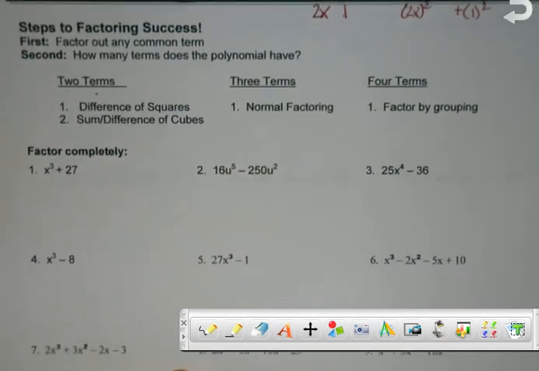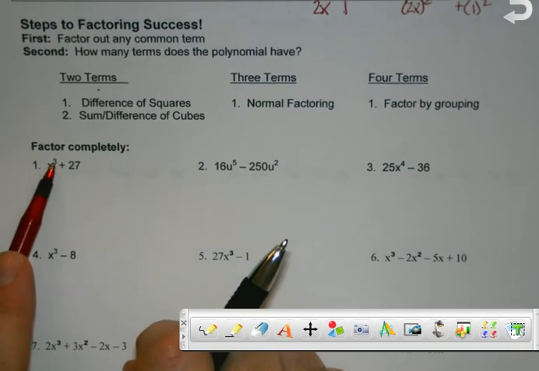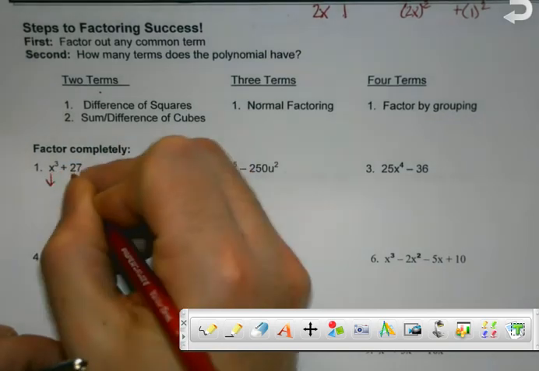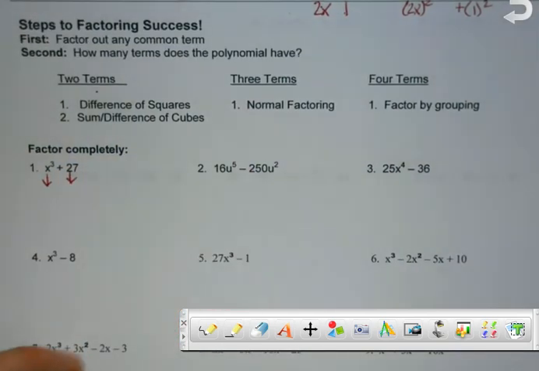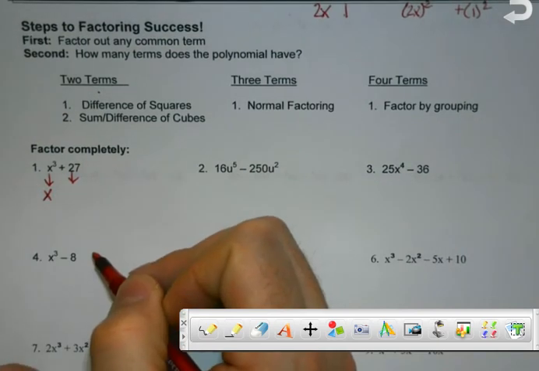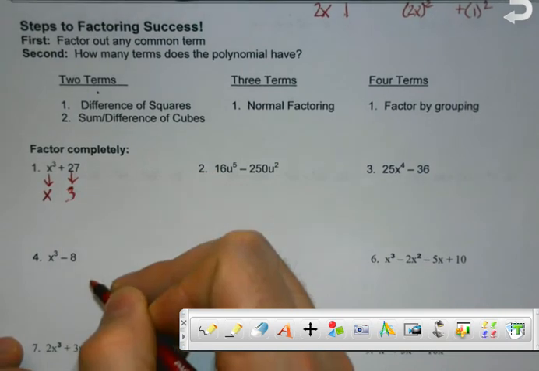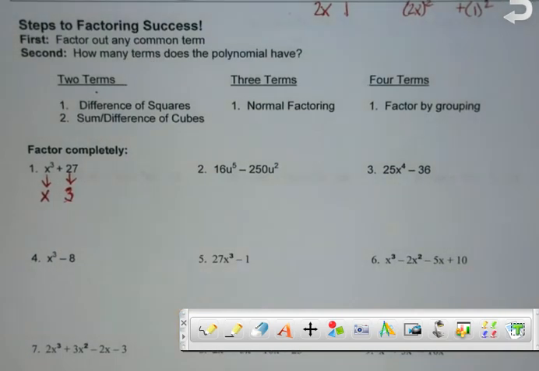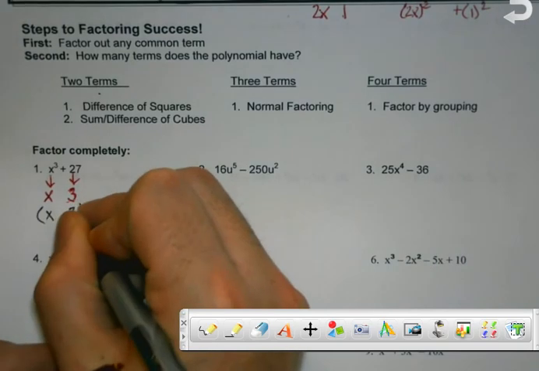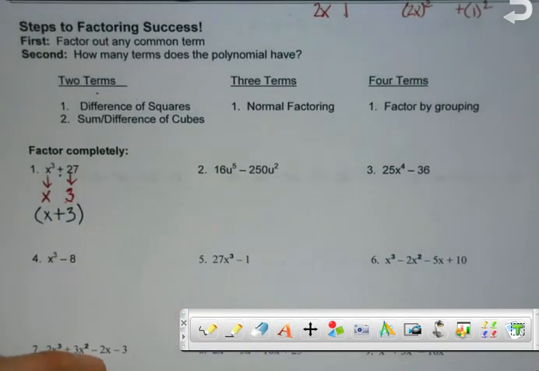So if we move this up a bit, my first one, I see it's only 2 terms, and I see it's a cube. Okay, so this is going to be a sum of cubes. What do I cube to get each part of this? Okay, x to get x cubed. And then what about the 27? 3. So now I go, okay, those are my 2 terms. So my first set of parentheses is the x and the 3 with the sign that I see in the middle. So x plus 3.